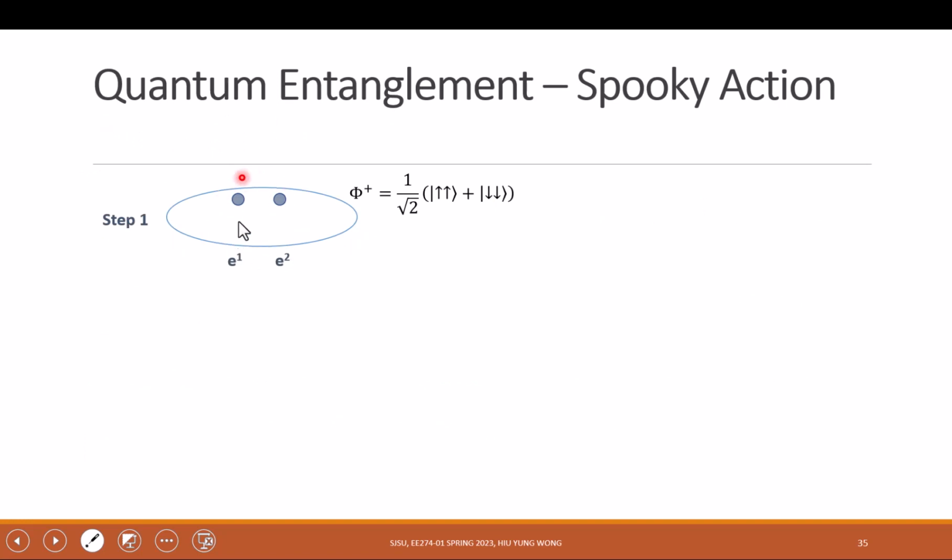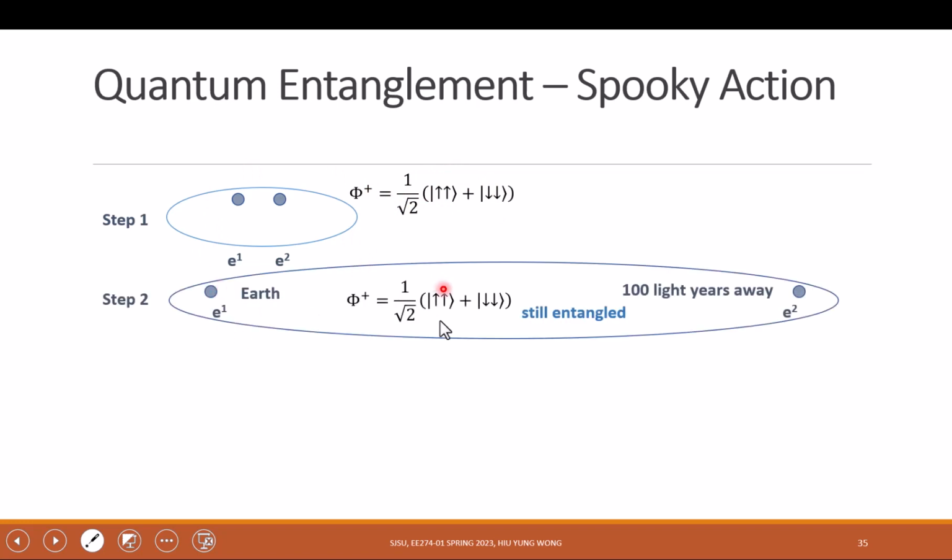Here I have 2 electrons. I consider it as a system. And I assume it is in this state. Can you tell me what the basis states of this system are? Yeah, 00 and 11, right? Or both spin up, both spin down. It's just the basis. But this state is a superposition of them, okay?